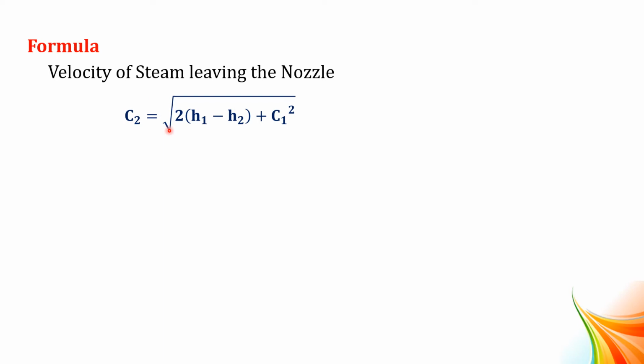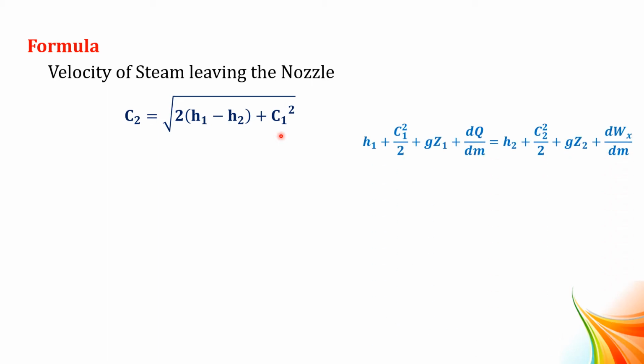Before going to solve this problem, we have to know the formula for finding the velocity of steam leaving the nozzle. C2 equal to square root of 2 into (H1 minus H2) plus C1 square. H1 is the enthalpy of steam at the inlet in joules per kilogram. H2 is the enthalpy of steam leaving the nozzle in joules per kilogram. C1 is the initial velocity of steam at the entry of the nozzle.